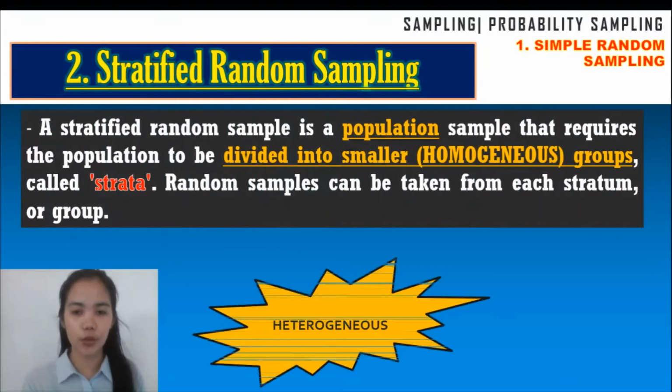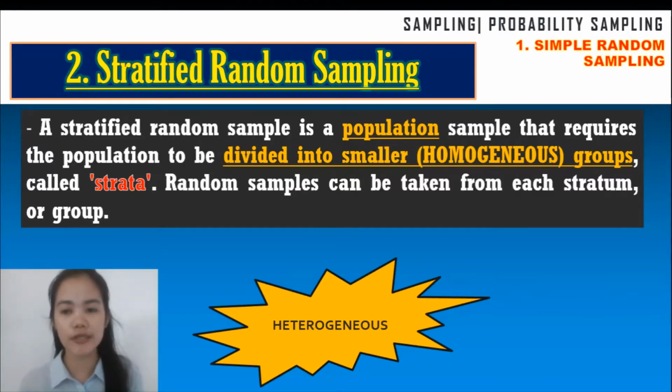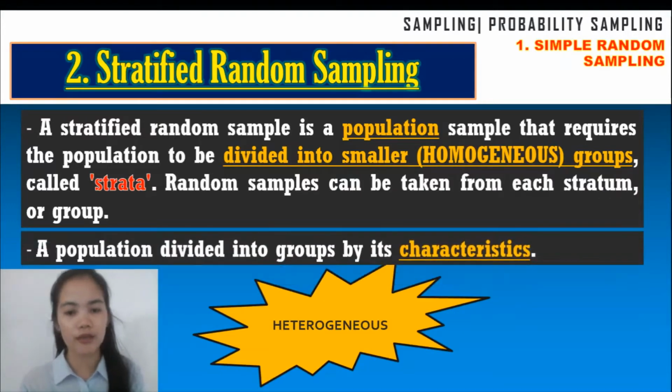Stratified random sampling. A stratified random sample is used for a heterogeneous population, which requires the population to be divided into smaller homogeneous groups called strata. So this heterogeneous population is divided into groups by its characteristics. That's why it became homogeneous groups called strata. And then the random samples can be taken from each stratum. That's how stratified random sampling works.